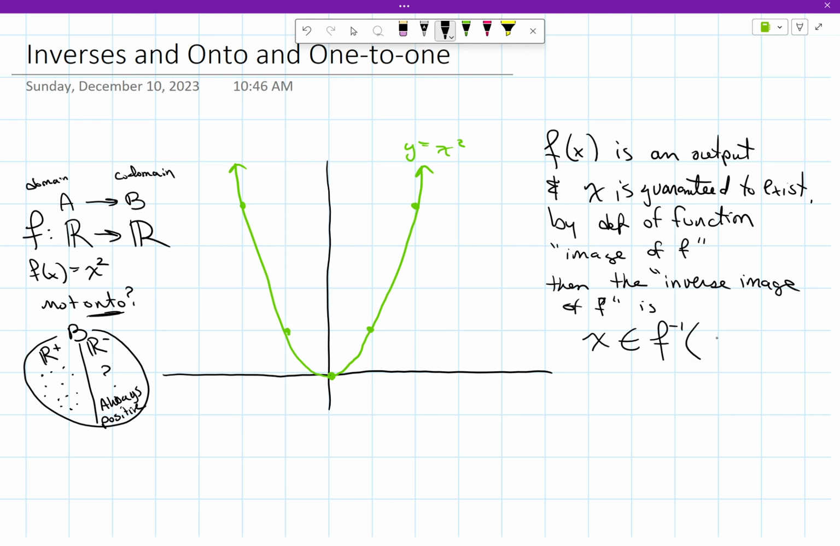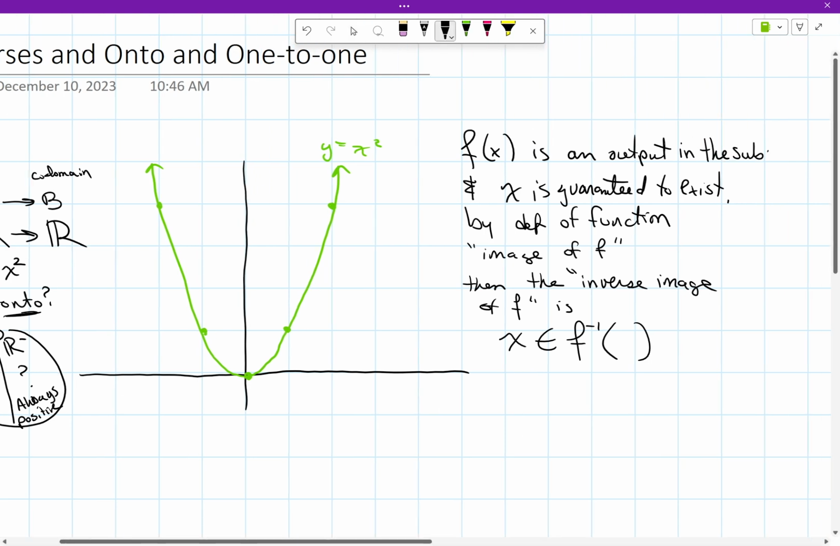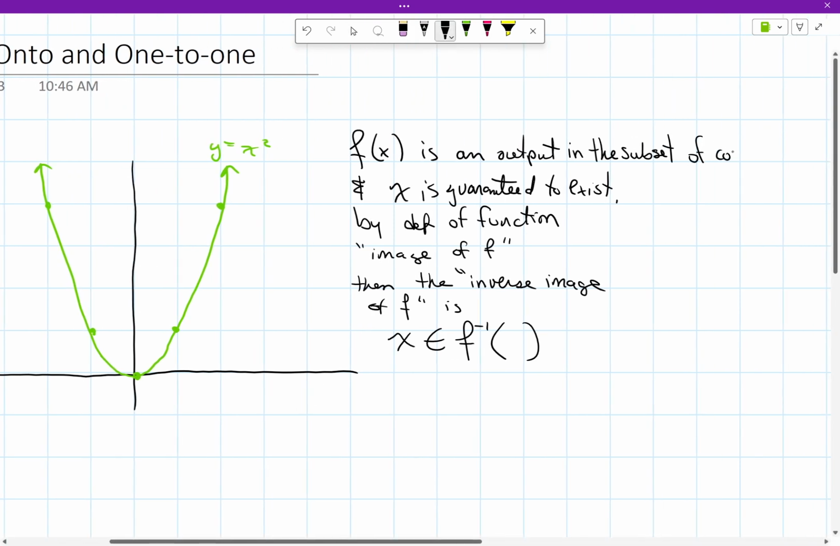And this is some kind of a subset that is going to be decided upon. In this case, I could say R, or I could say R plus, or I could even say something smaller than that. And specifically, if this is an output in that subset of the codomain, now, what do you want it to be?